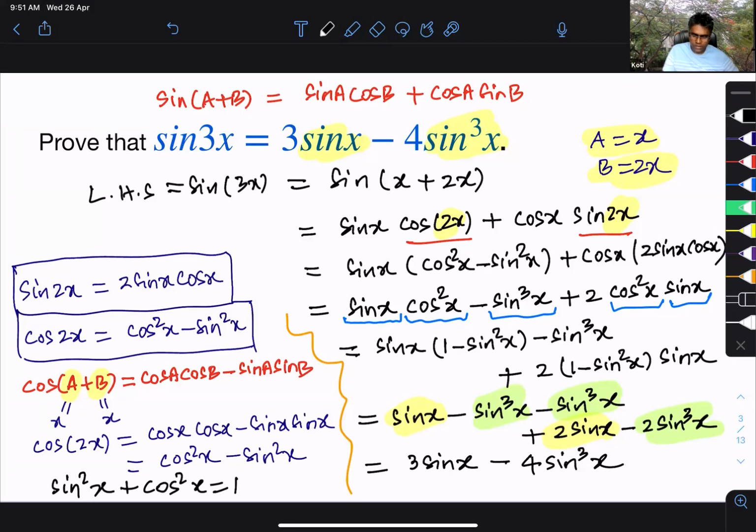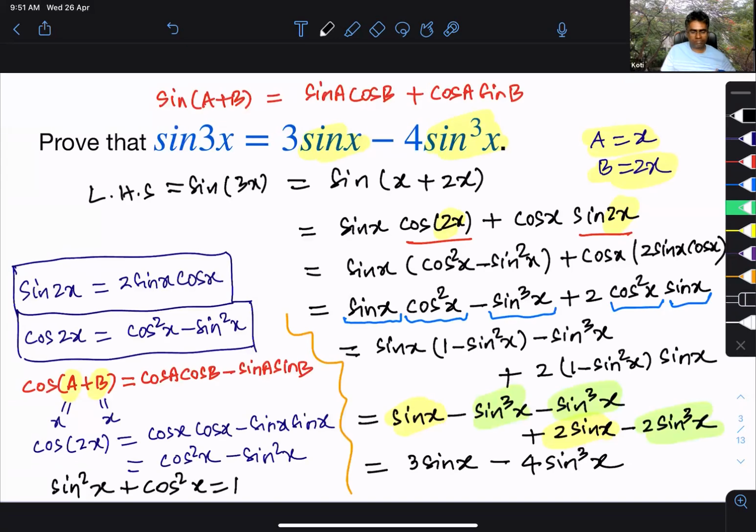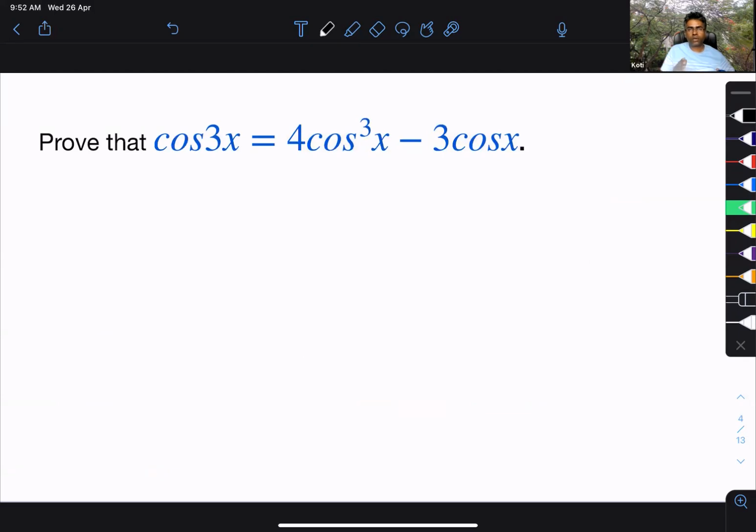So let's look at another identity. Now you have a similar identity. Instead of sine, you have cos here. Cos of 3x is 4 cos cube x minus 3 cos x. Again, look at the pattern here. When you are dealing with sine, the power 1 term is coming up front and then the power 3 term is coming later. So you have those 3 and 4. Even here you have those 3 and 4, but the cube term is coming first. So 4 cos cube x minus 3 cos x.